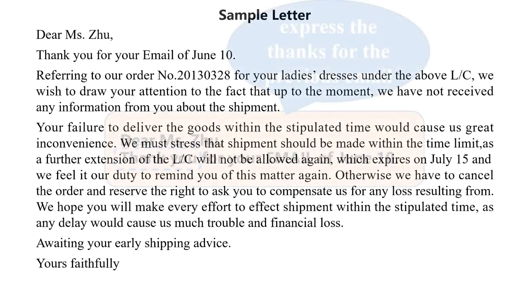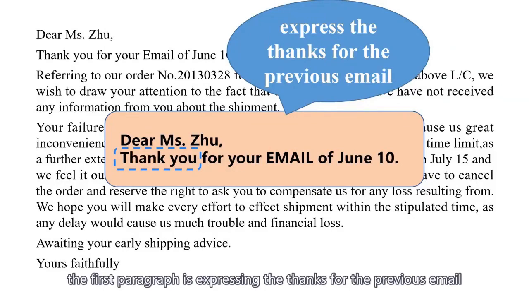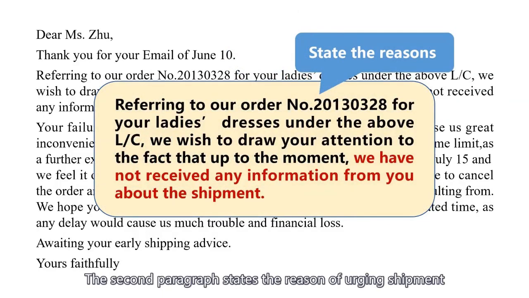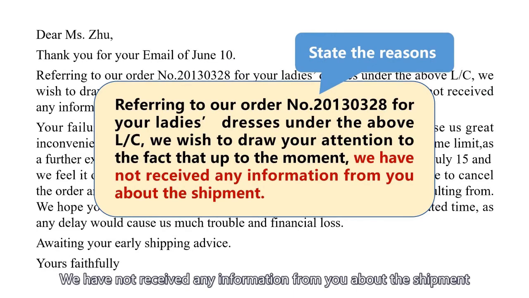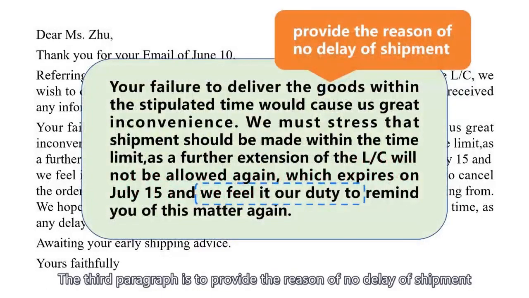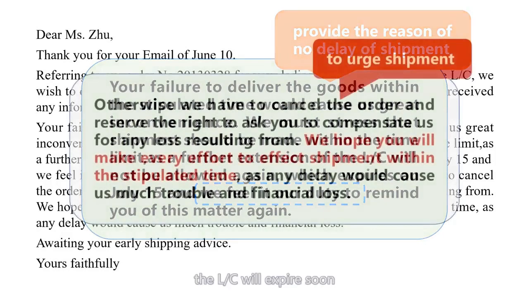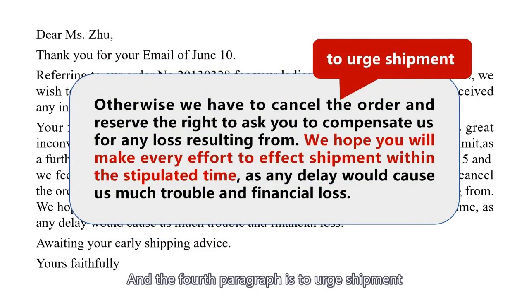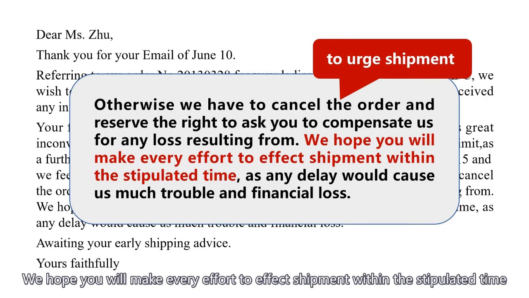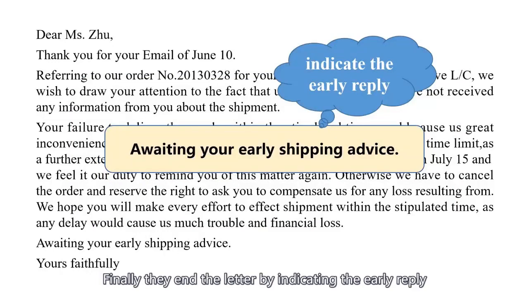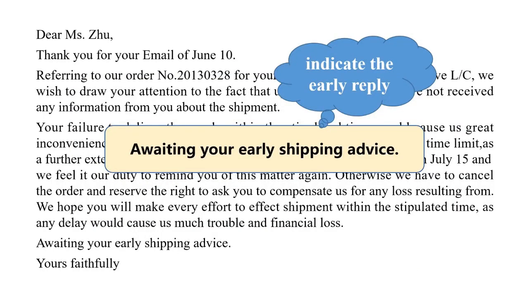There you can see the first paragraph is expressing thanks for the previous email. The second paragraph states the reason for urging shipment: we have not received any information from you about the shipment. The third paragraph provides the reason for no delay of shipment: the LC will expire soon. The fourth paragraph is to urge shipment: we hope you will make every effort to effect shipment within the stipulated time. Finally, they end the letter by indicating the wish for an early reply.